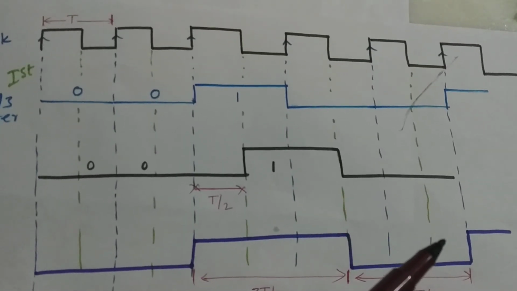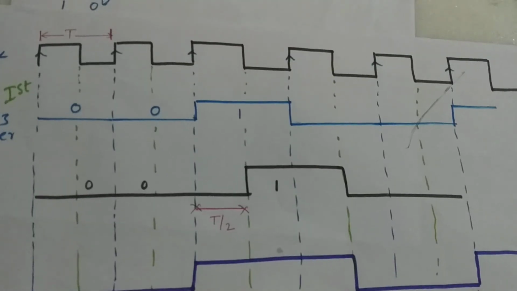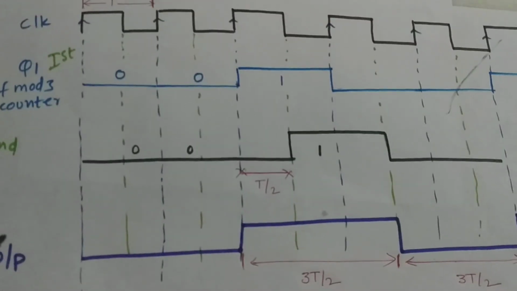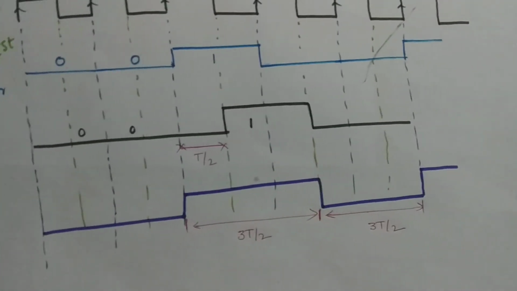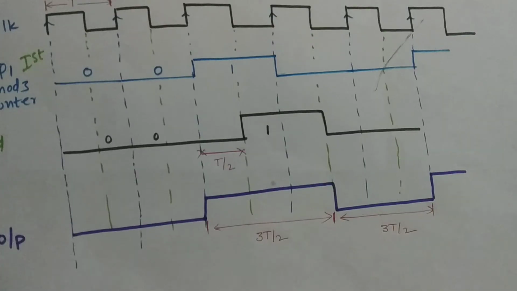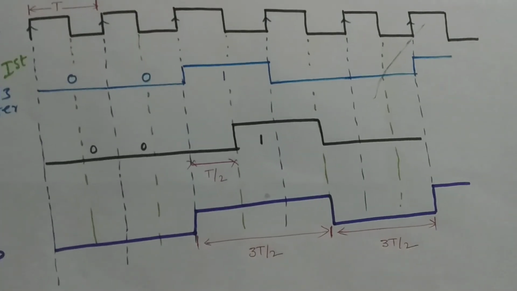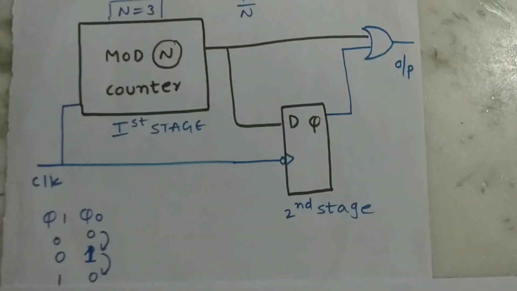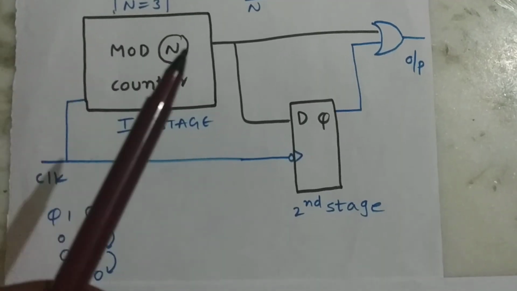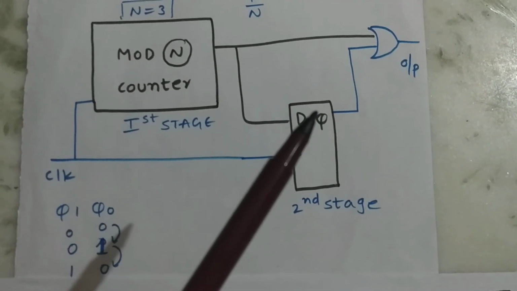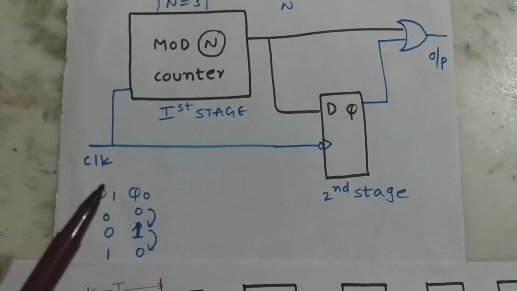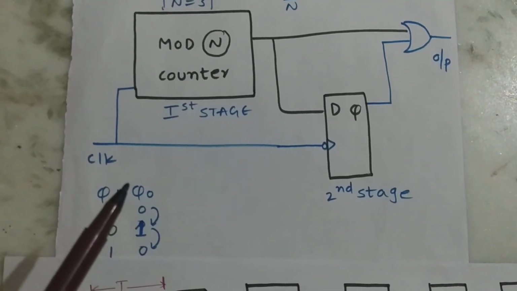I hope you understood. 3T by 2 on and 3T by 2 off. So this is the output of it. So this is how we design frequency divided by 3. If we take a mod 5 counter and give it to this, we need to check which bit we need to give, either Q1 or Q0 or Q2 for the mod 5 counter.